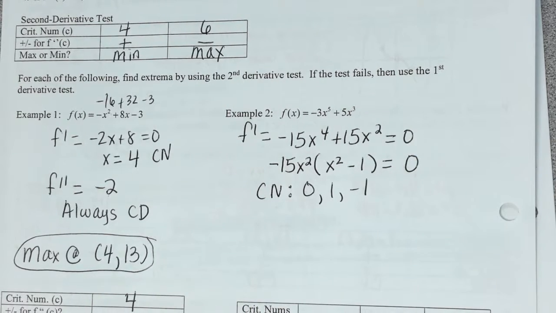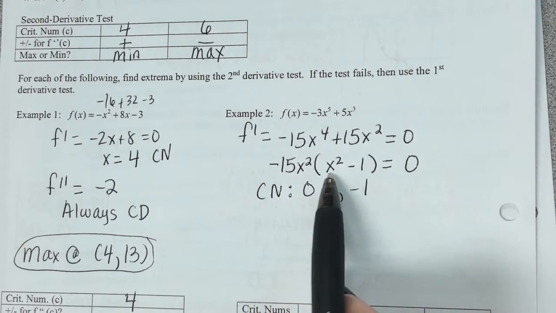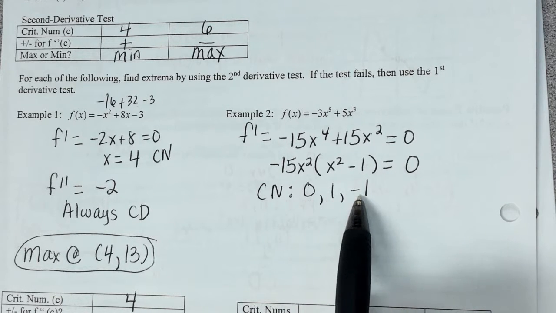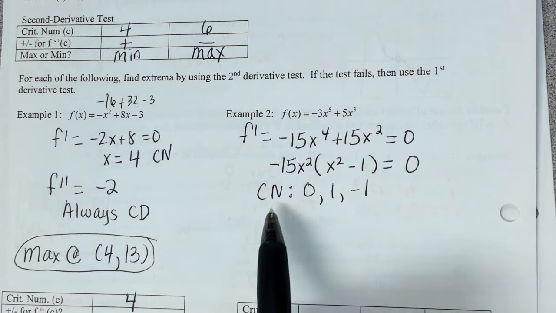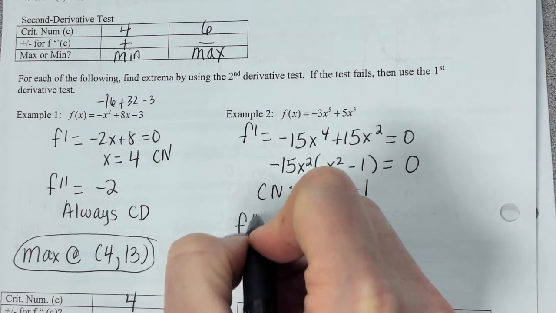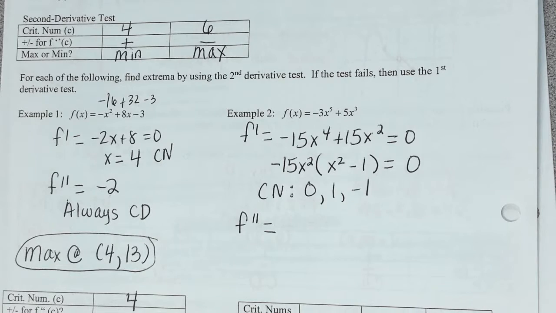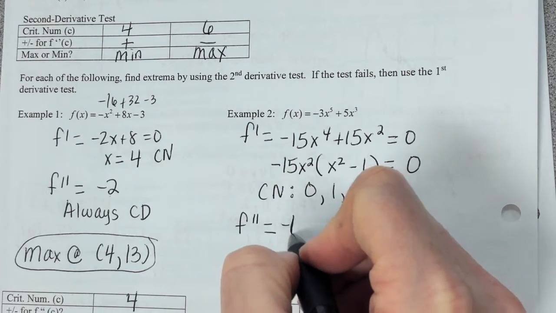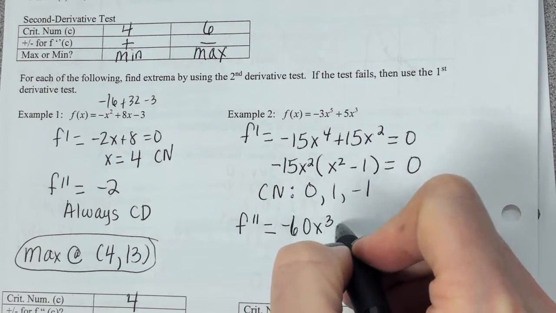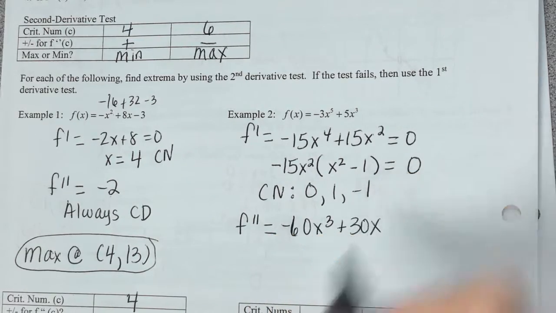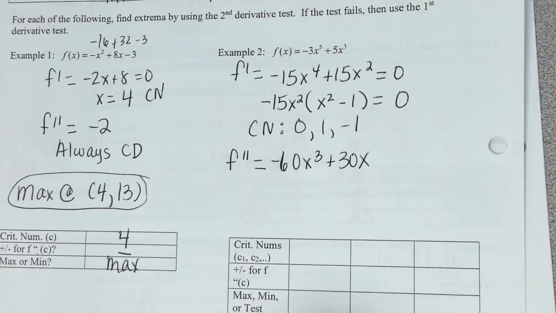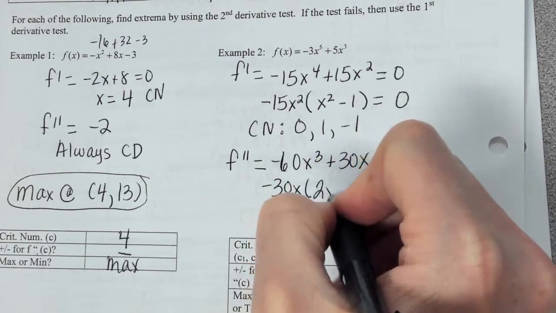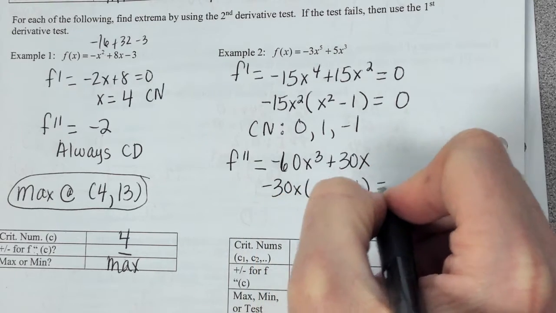Don't forget the 1 and negative 1, right? That's because this would factor down to x plus 1, x minus 1. So we have 3 critical numbers. I have to find the second derivative now to do the second derivative test. So my second derivative is going to be negative 60x cubed plus 30x. I'm going to factor out a negative 30x, and you get 2x squared minus 1.